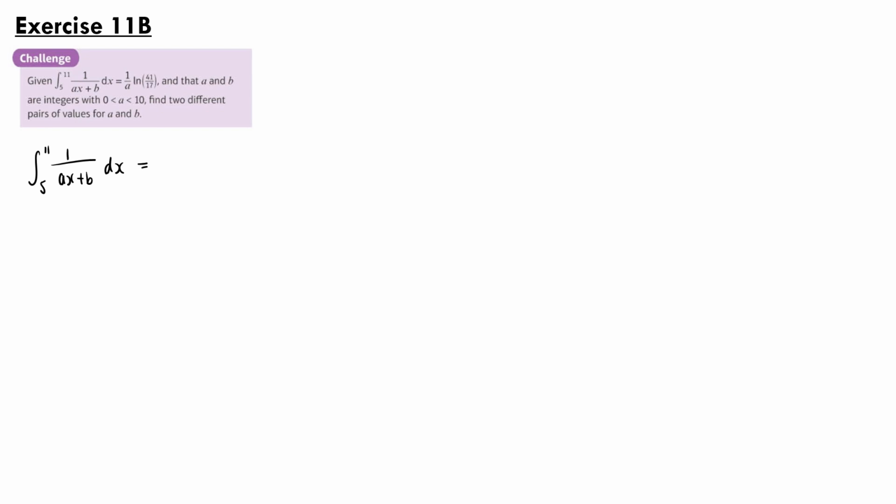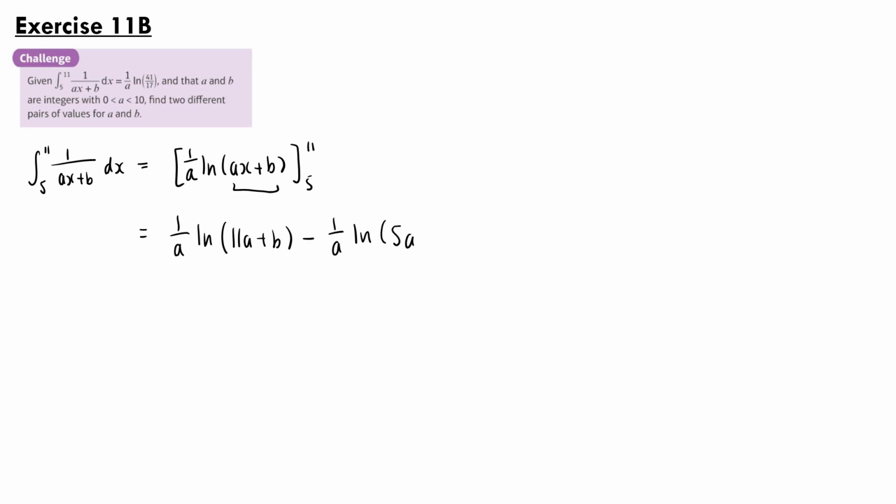Now here, because we have a fraction with a linear term in the denominator and just 1 on the top, then this is equal to ln of ax plus b, but the reverse chain rule says we have to divide by the derivative of the inside here, so that means we have to divide by a, so we put 1 over a out in front there, and that's from 5 to 11. And evaluating this, we start by putting 11 in, so 1 over a ln 11a plus b, and then we're taking away 1 over a ln 5a plus b.